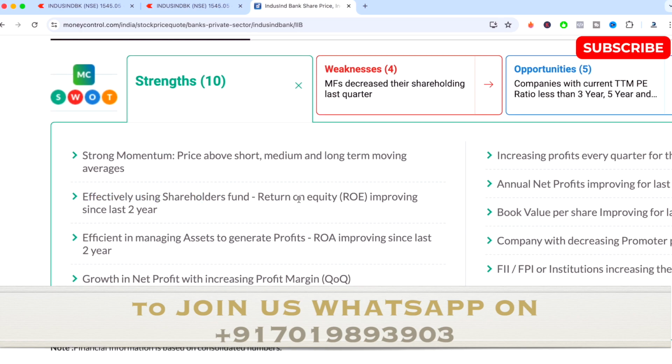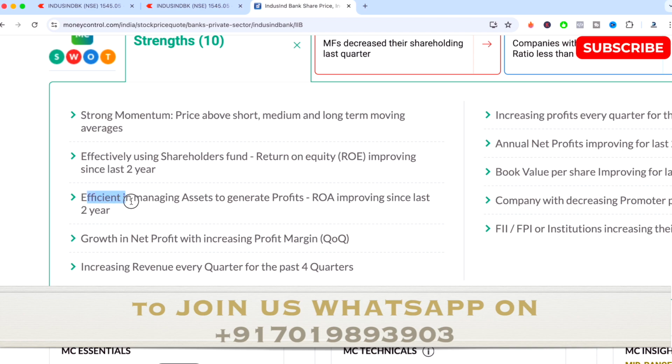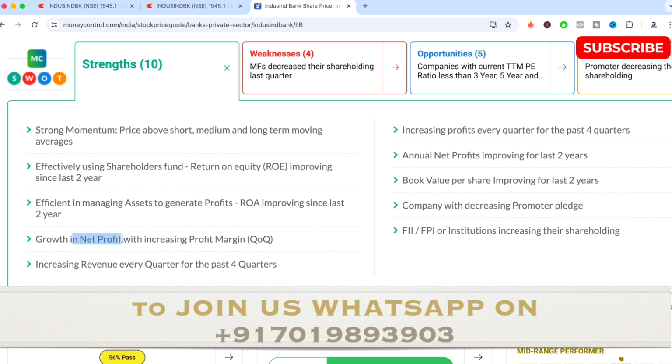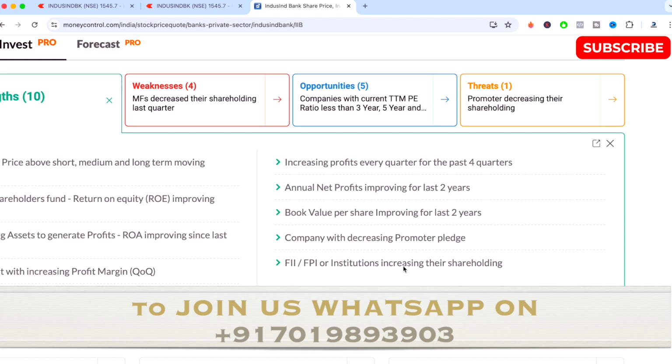It is effectively using the shareholders' funds. This stock has given a good return on equity as well, which is improving over the last 2 years. It is effective in managing assets to generate profit, so that is also good. And also growth in net profit with increasing profit margin and increasing revenue every quarter for the past 4 years. Increasing profit every quarter for the past 4 years, and annual net profits are also improving over the last 2 years.